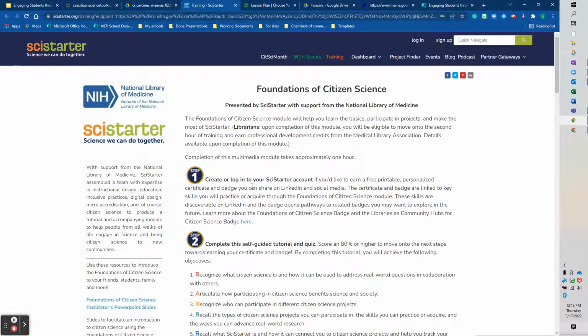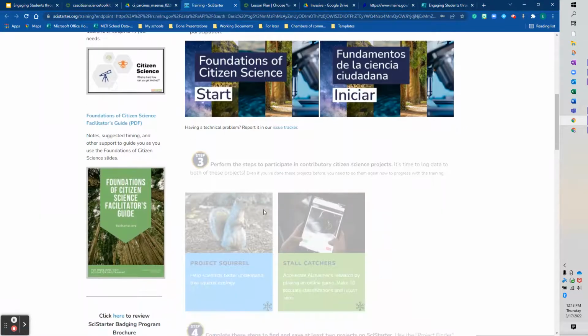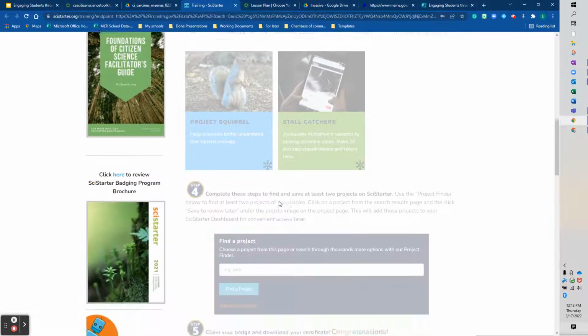But this is a great place to start because it really gives you an idea of what it is that you're doing, how you think about gathering data. Practice, one of the best parts, is number 3 here. You get to do Project Squirrel and Stall Catchers, which is the Alzheimer's research game. So, there's some opportunity to practice.